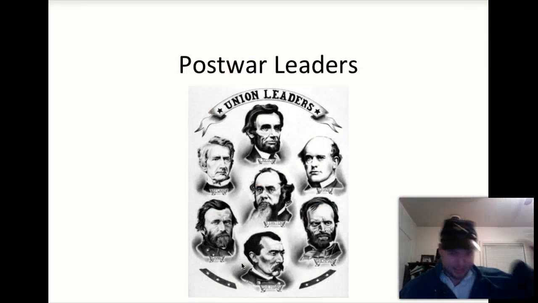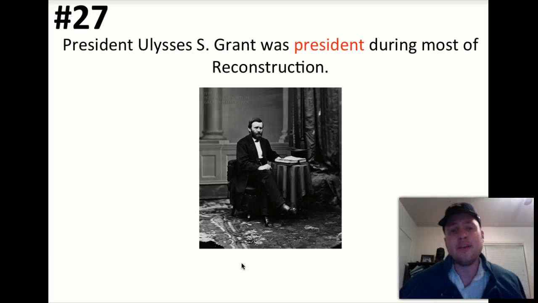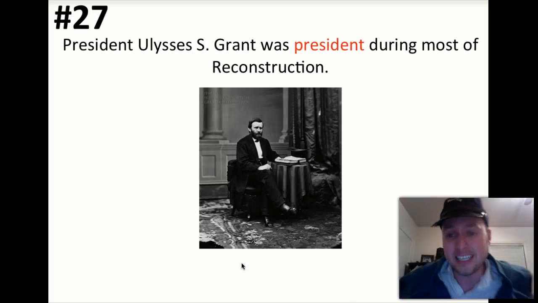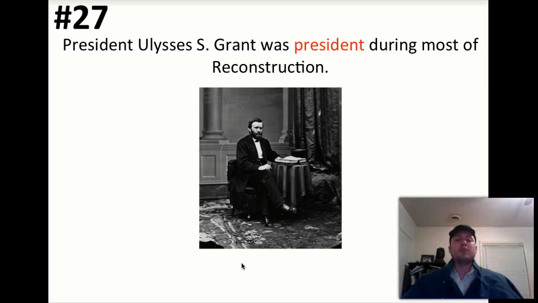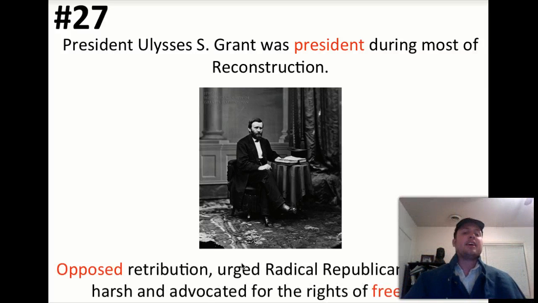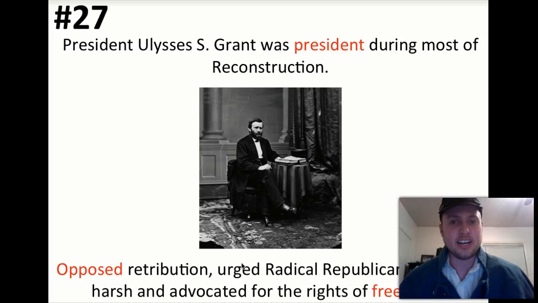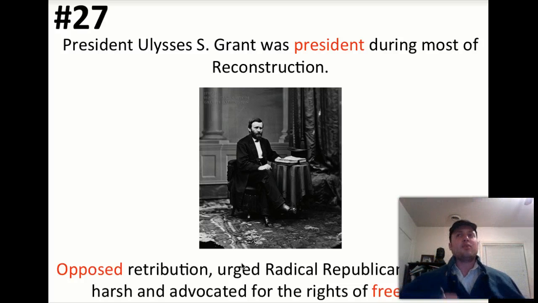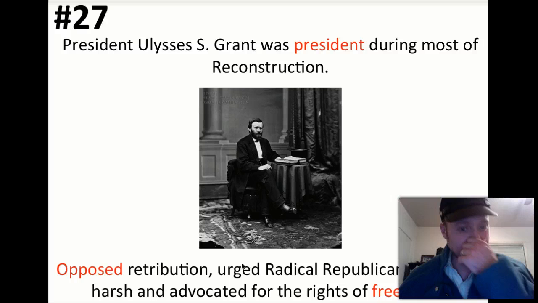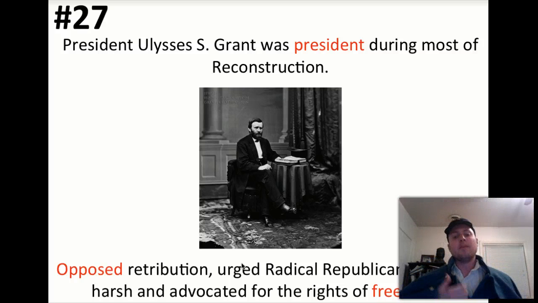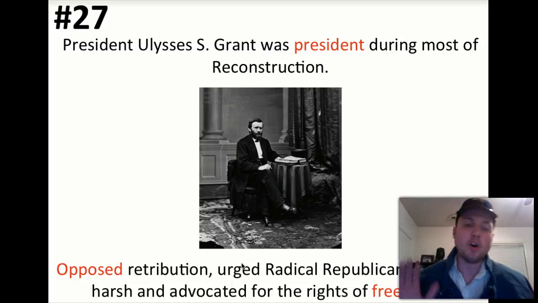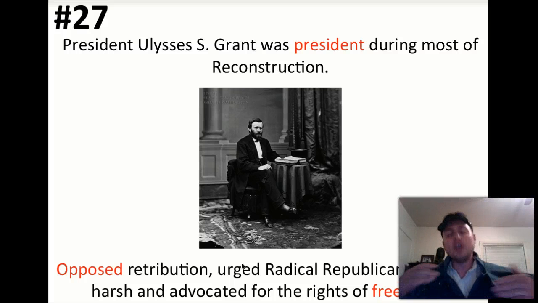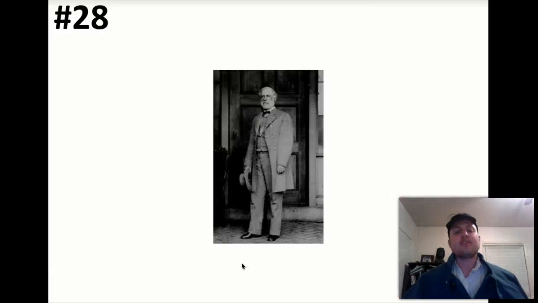And all these famous guys, what happened to them in the end? Well, let's talk about Grant. Grant was president for most of Reconstruction. And when he was president, he opposed retribution against the South, meaning he didn't want to beat down his former enemy, the former Confederacy. But he advocated for the rights of freedmen, so he pushed for those amendments. He pushed and backed up these rights for African Americans.